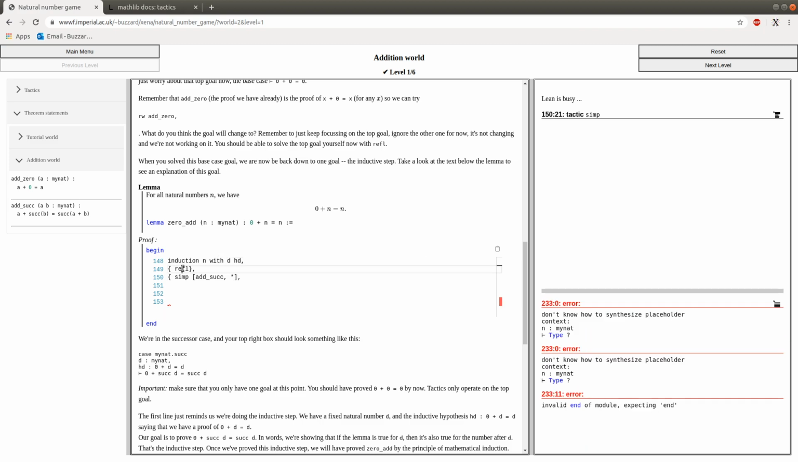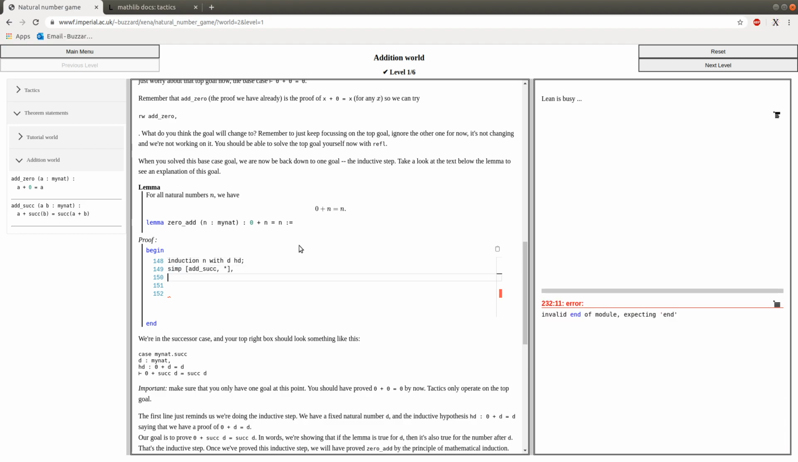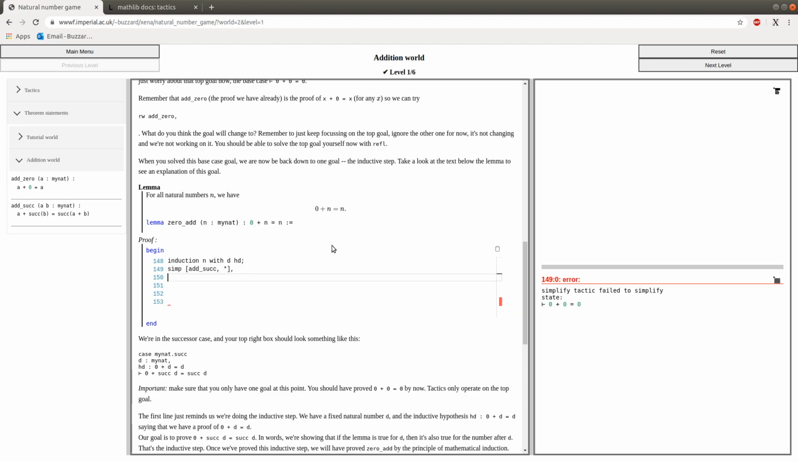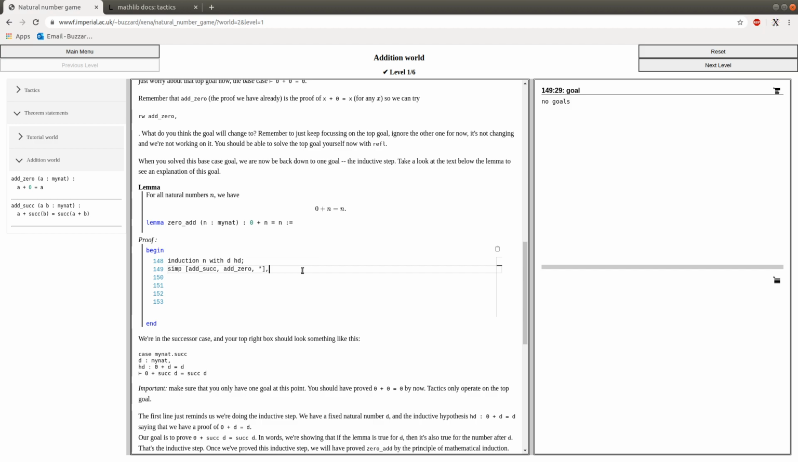I think I can get the simplifier to prove both goals at once. If I put a semicolon here, then the next tactic will work on both goals at once. Does that prove it? No. Oh, I see. I need to tell it add 0 as well. There. You see, this is why this game is poorly designed, right?